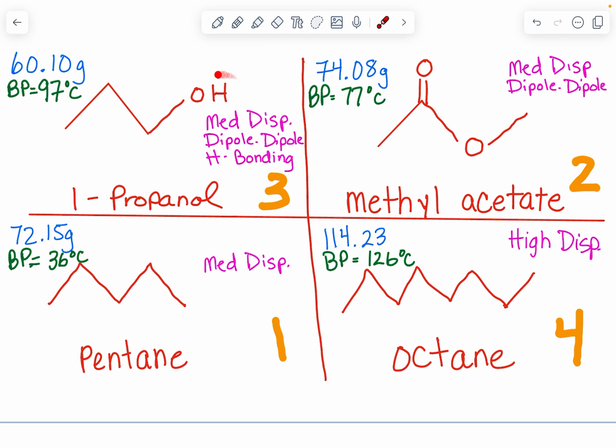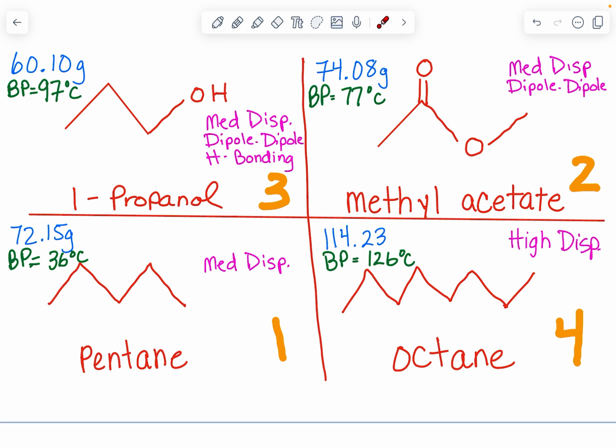As far as this one, this has hydrogen bonding, and so when you have hydrogen bonding, you also have dipole-dipole. Okay, and then this one has no other forces. This is just completely nonpolar, and the same with this one. So then I asked you to rank the boiling points.